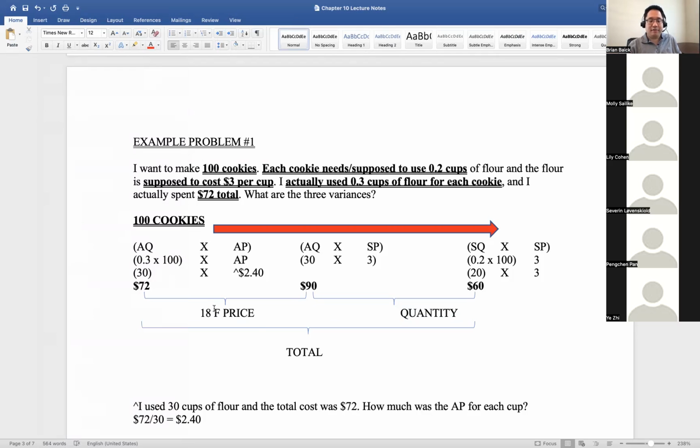I'm going to put F for favorable, okay. Don't ever put negative 18F. That's wrong because just put the number and the letter. That's it.